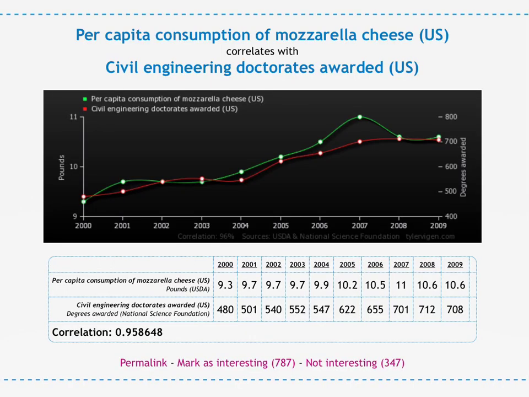So what I have here is per capita consumption of mozzarella cheese in the US and the number of PhDs in civil engineering awarded in the US from the year 2000 to 2009. The correlation coefficient between these two variables is 0.96, which is really strong. But there's no reason to believe that an increase in the per capita consumption of mozzarella cheese has any effect on the number of PhDs in civil engineering.